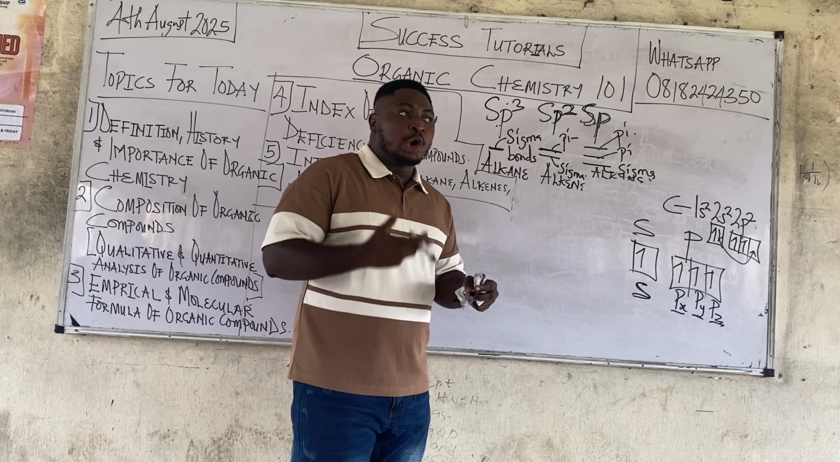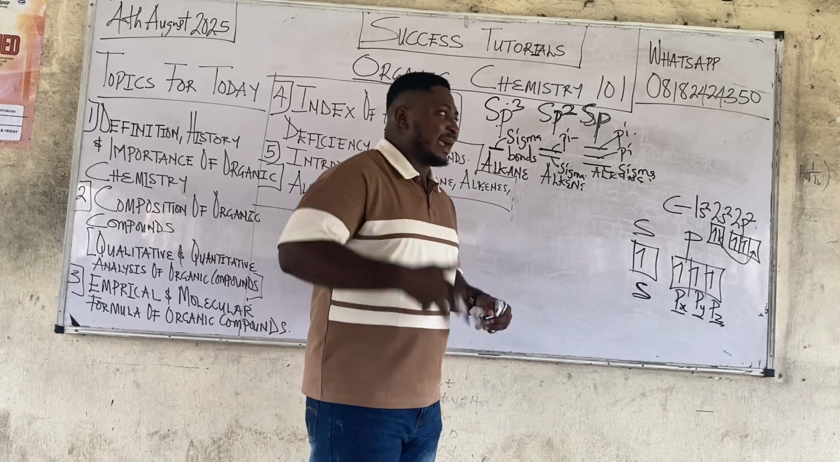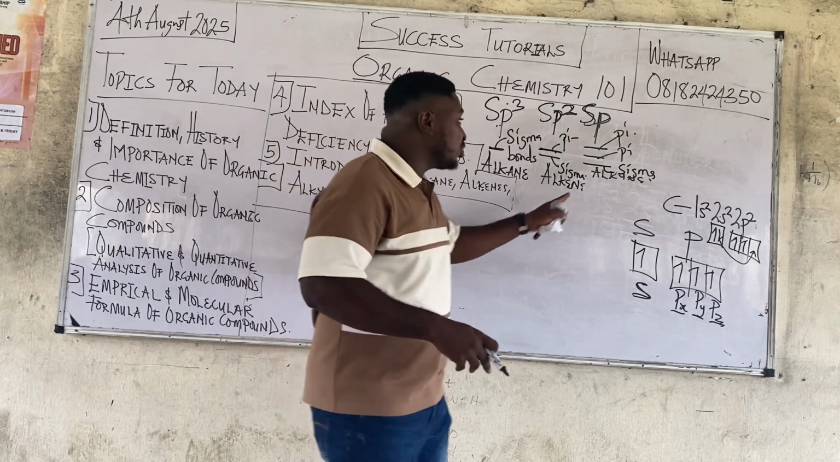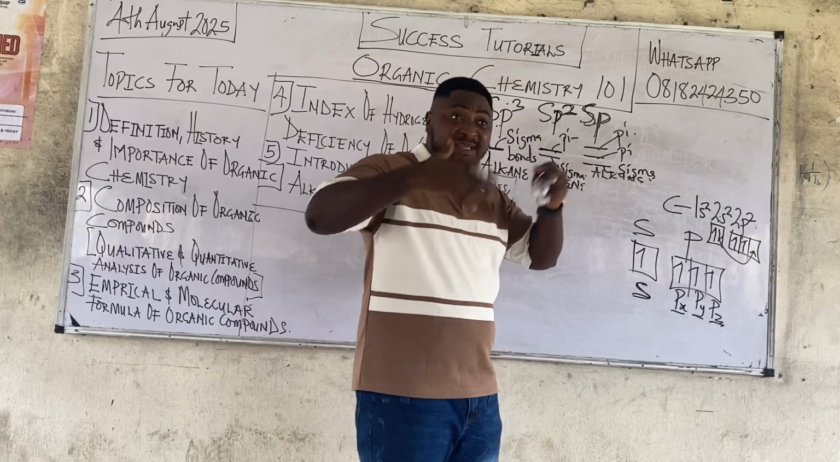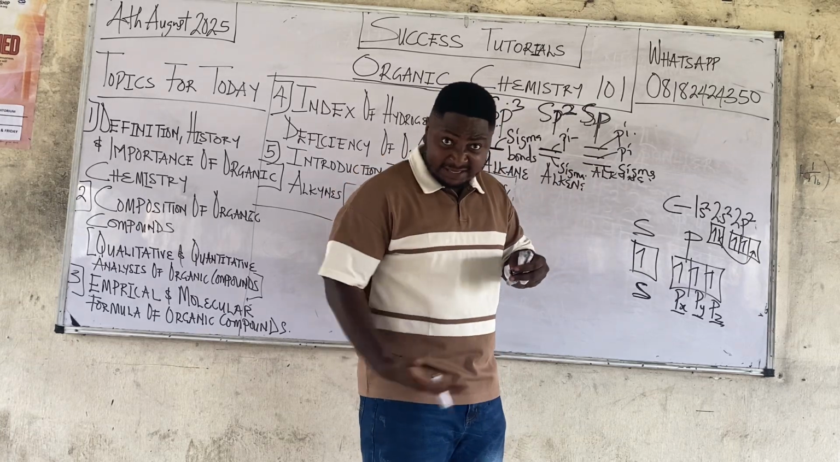Class, a sigma bond cannot occur 2 times in the same place. Once you see one bond, only 1 sigma can be there. Every other bond on top is pi. Pi can replicate, but sigma is the first base bond.